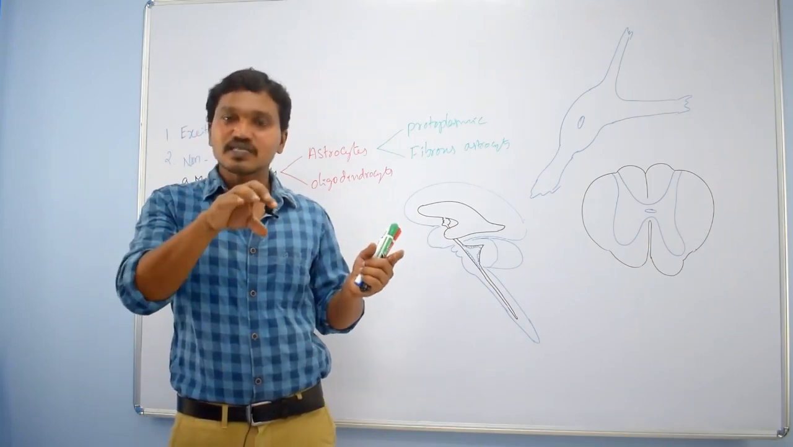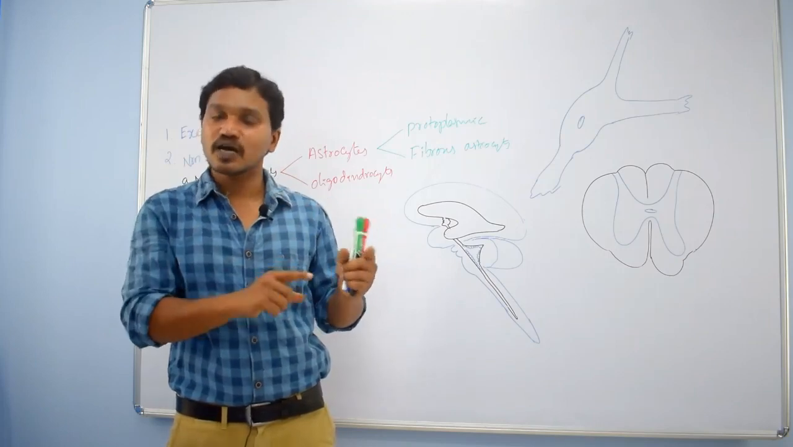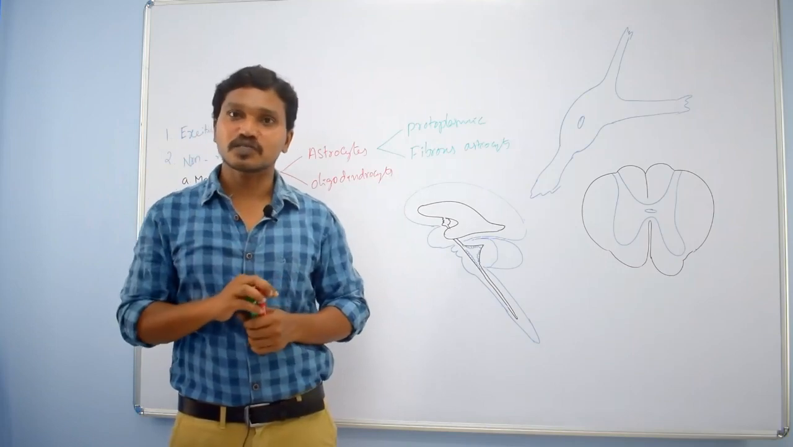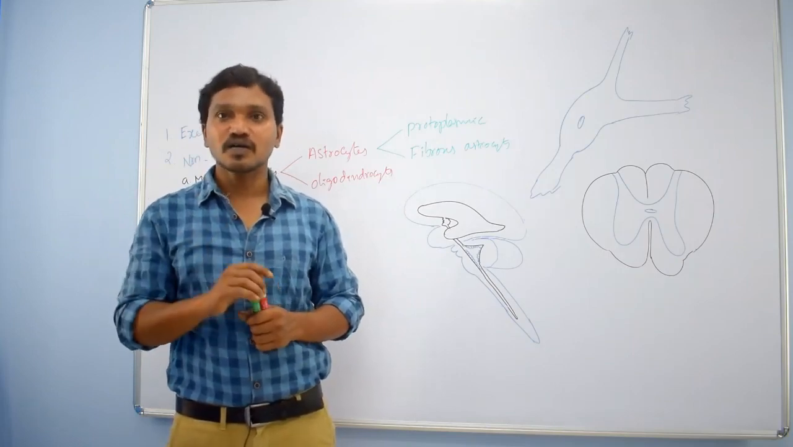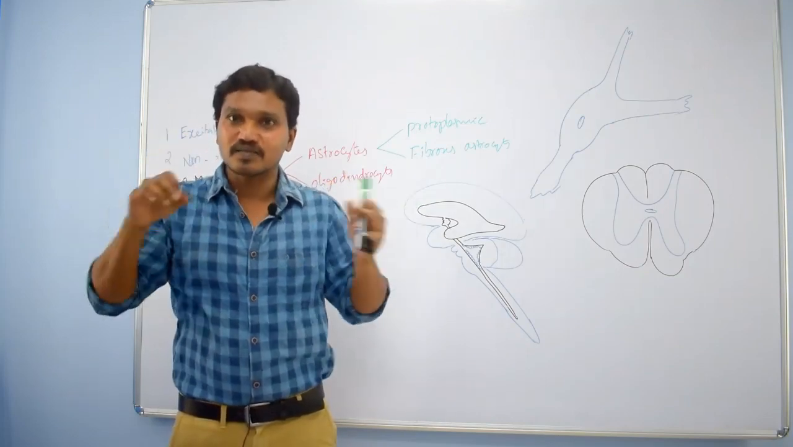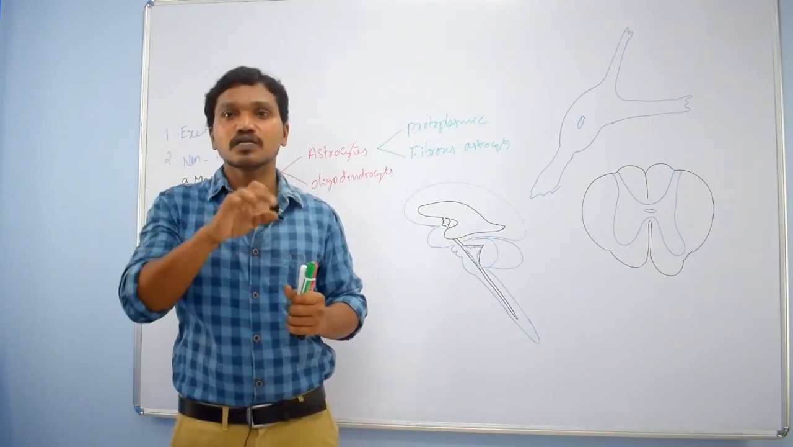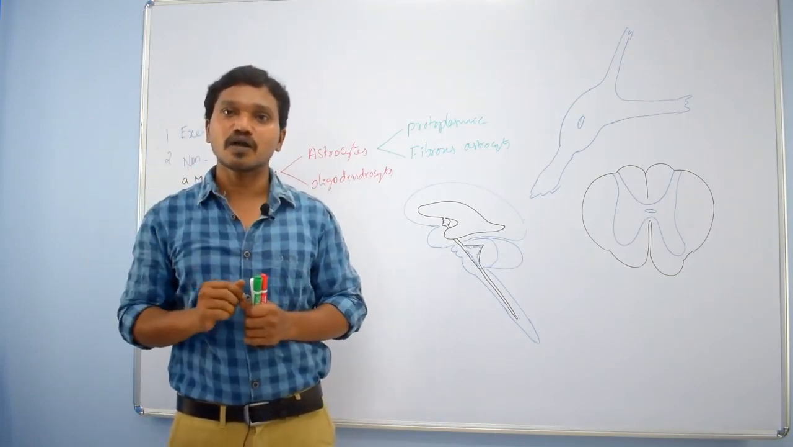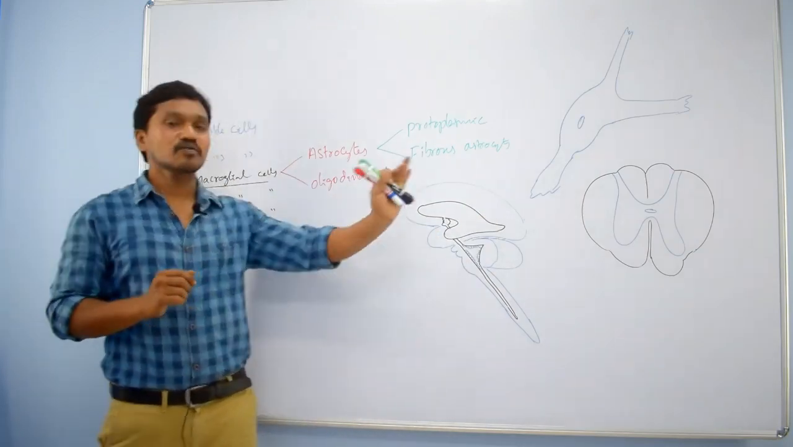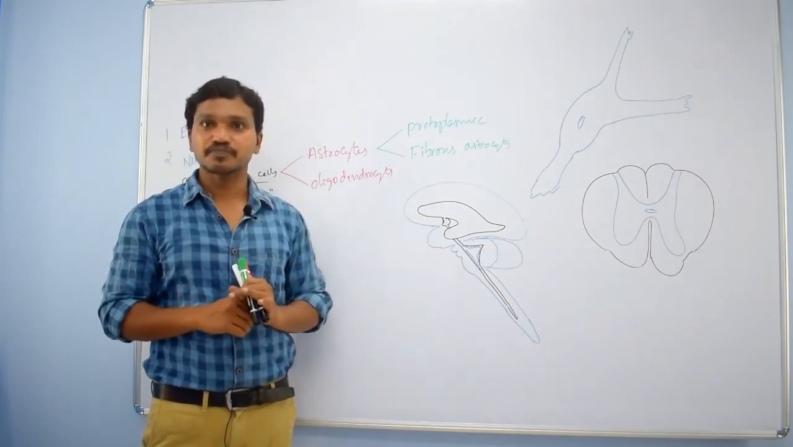So this DNA or genetic material cannot give sufficient directions to the larger cell to get nutrition and to produce proteins. It needs some support from other cells. That's why these cells are surrounded by supporting cells, which we call capsular cells in the case of the nervous system.